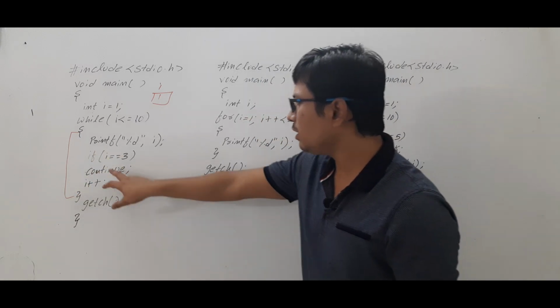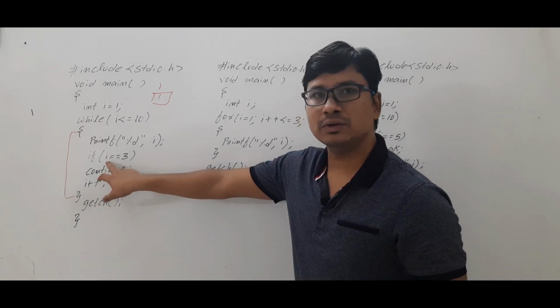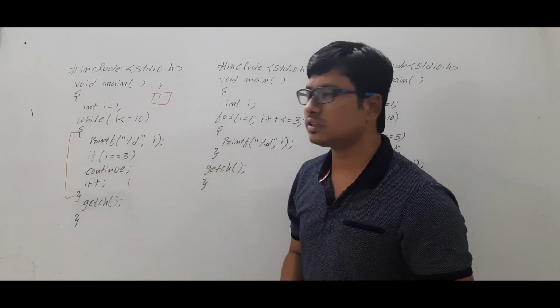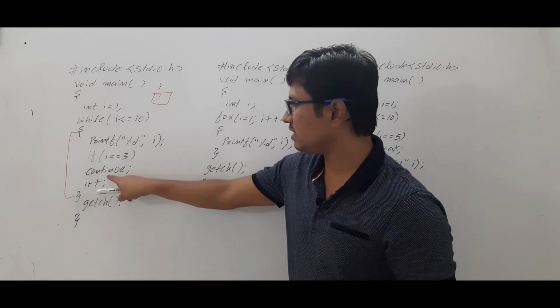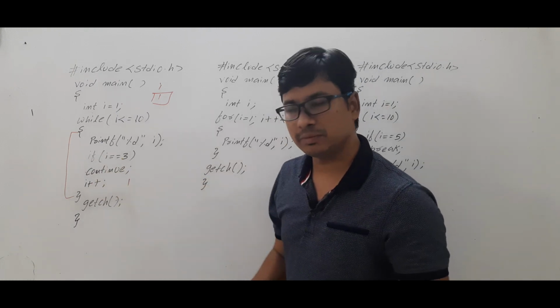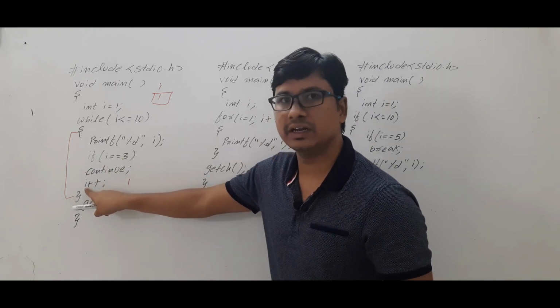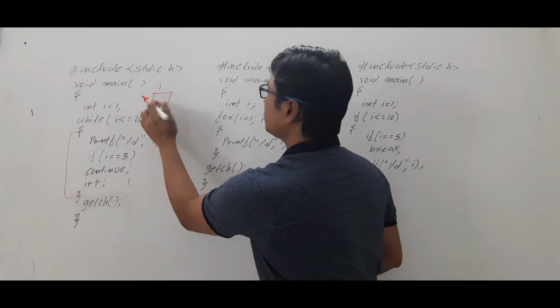Now look at i is equal to 3 as the condition. What is the i value currently? 1. 1 is equal to 3? No, 1 is not equal to 3. So this condition failed. If this condition fails, this statement will not be executed, and then it will come here to i plus plus. So i value is updating, and i value will become 2.